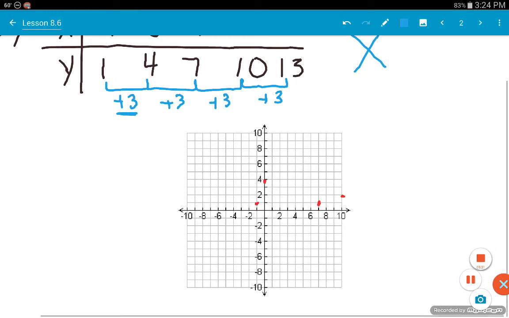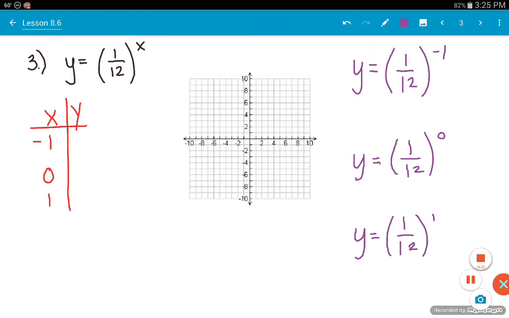You don't actually even have to graph it. I just graphed it for you so you could visually see that it's not exponential, but you don't have to graph it. You can tell just by analyzing the y's. So looking at number 3, they ask you to graph the function and identify its domain and range.